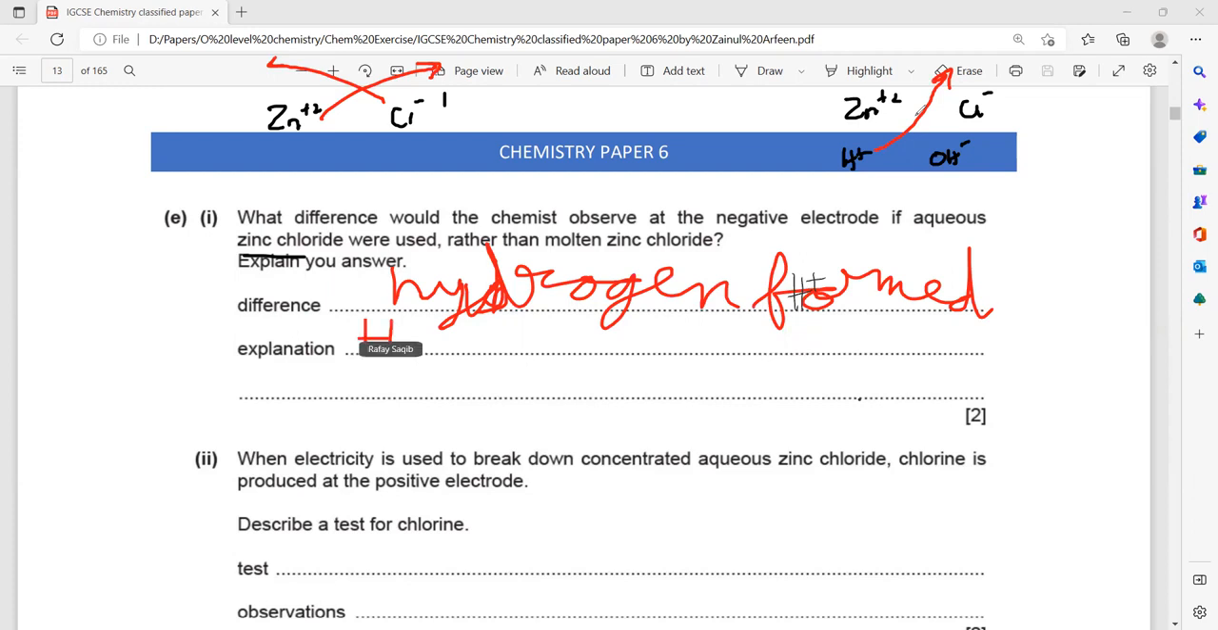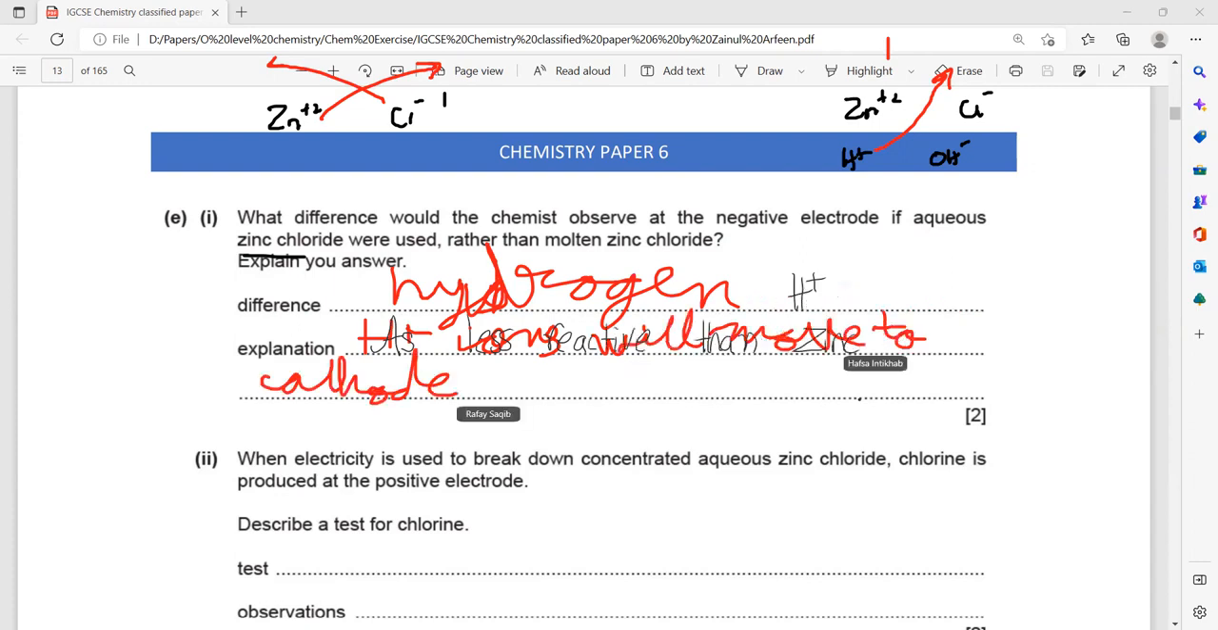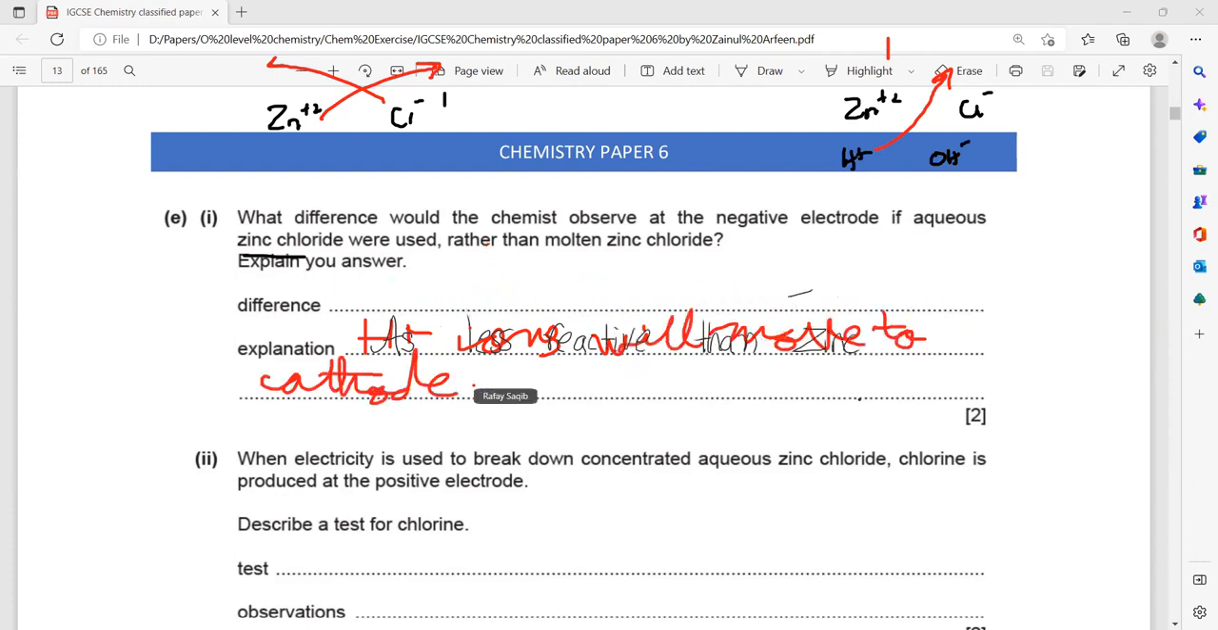So again, what difference is there? You don't say hydrogen formed, you should mention bubbles. Whenever a question is about observation, don't mention the name of a substance, because by looking at a substance you can't say that this is that substance. So what we observe is bubbles. And the reason is that hydrogen is less reactive than zinc, so it is discharged at the negative electrode.